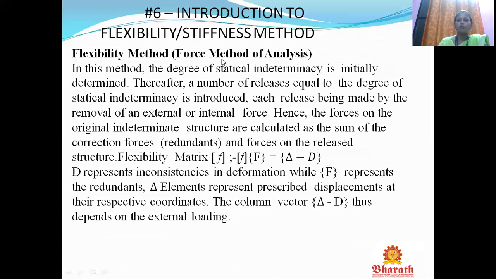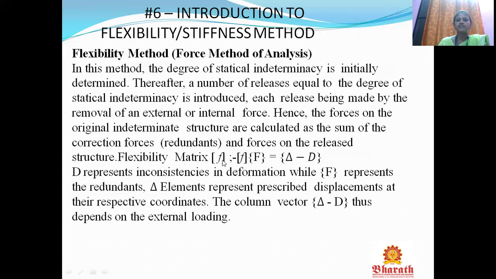Next we are going to see about the flexibility and stiffness method. This is also one of the methods in structural analysis. Otherwise it is called the force method of analysis. In this method, the degree of static indeterminacy is initially determined. Therefore, a number of releases equal to the degree of static indeterminacy is introduced. Each release is made after removal of external or internal forces. Hence, forces on the original indeterminate structure are calculated, that is, the summation of all forces on the released structures.